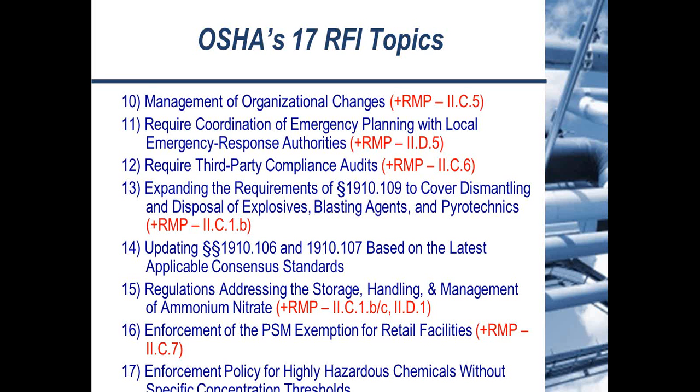PSM exemptions for retail facilities: both OSHA and EPA want to narrow that a little bit, and I provided the EPA citation. And then of course, what do you do for highly hazardous chemicals without specific concentration thresholds? The chemicals that are identified and the concentration thresholds are things that EPA and OSHA are both looking at. So those are the key things that OSHA was doing, the Interagency Working Group in California for refineries, and also the CSB are doing. You see a lot of overlap.